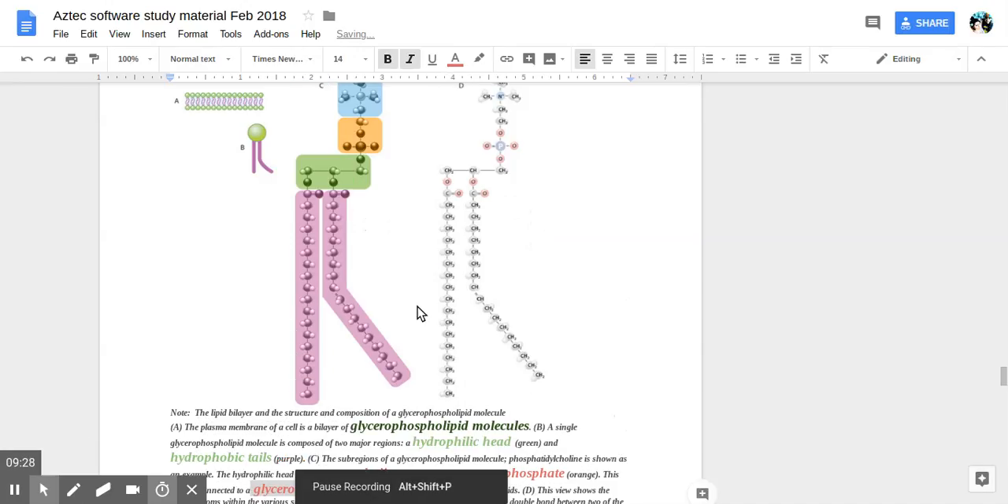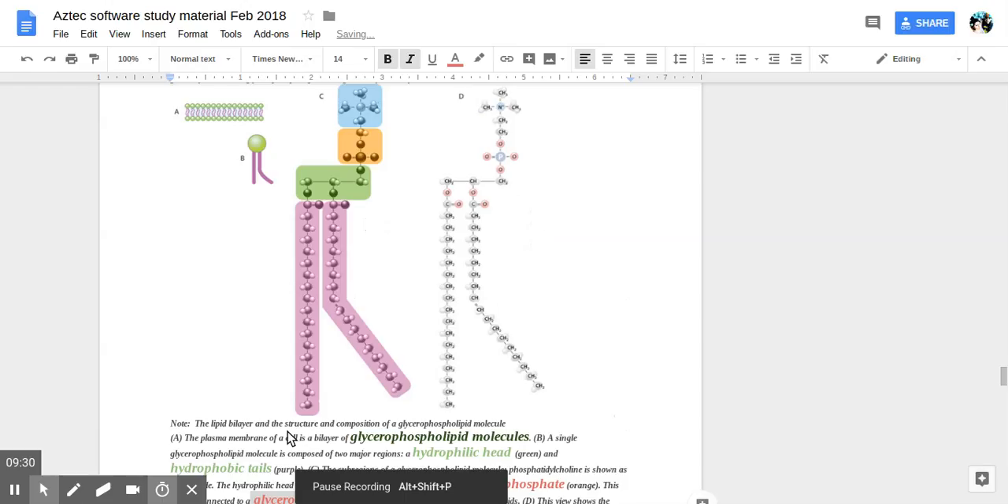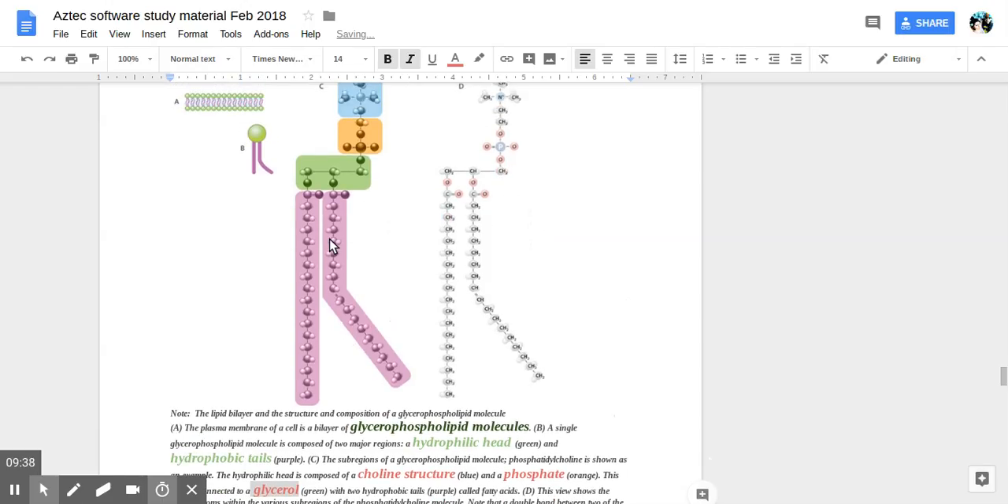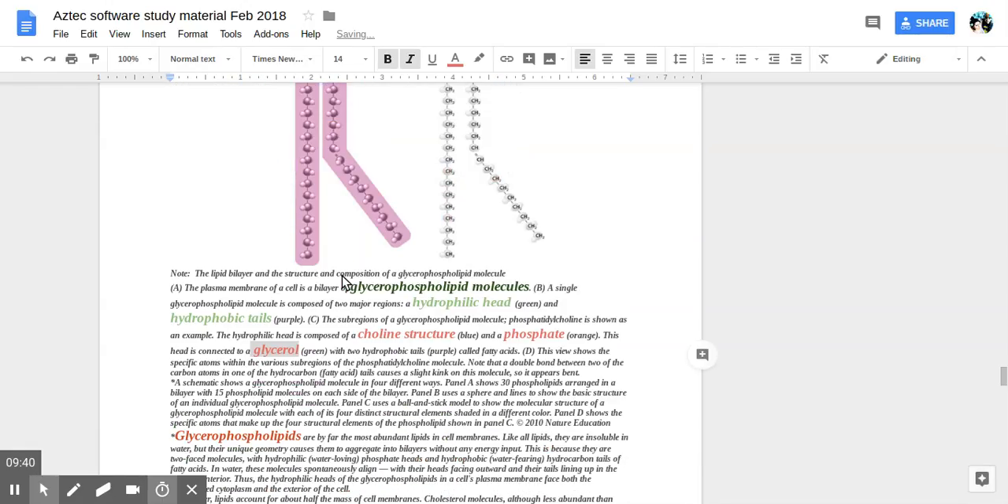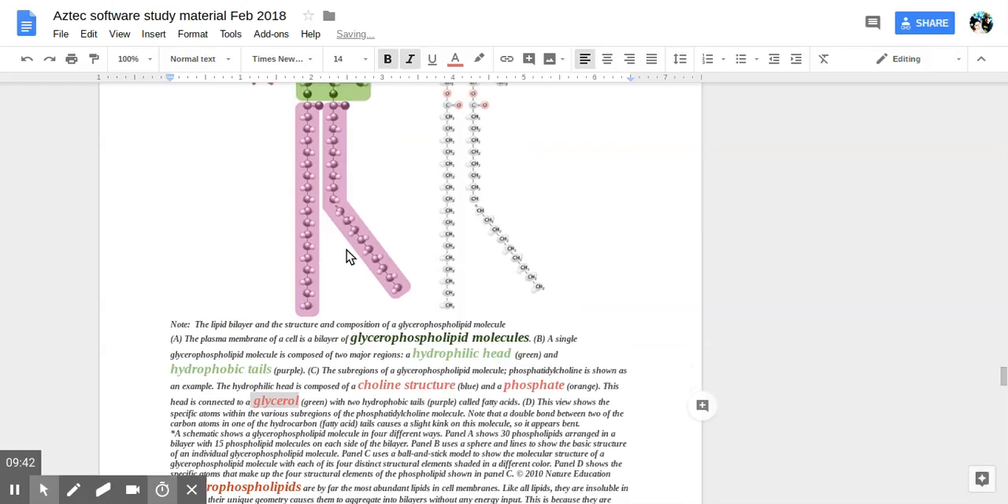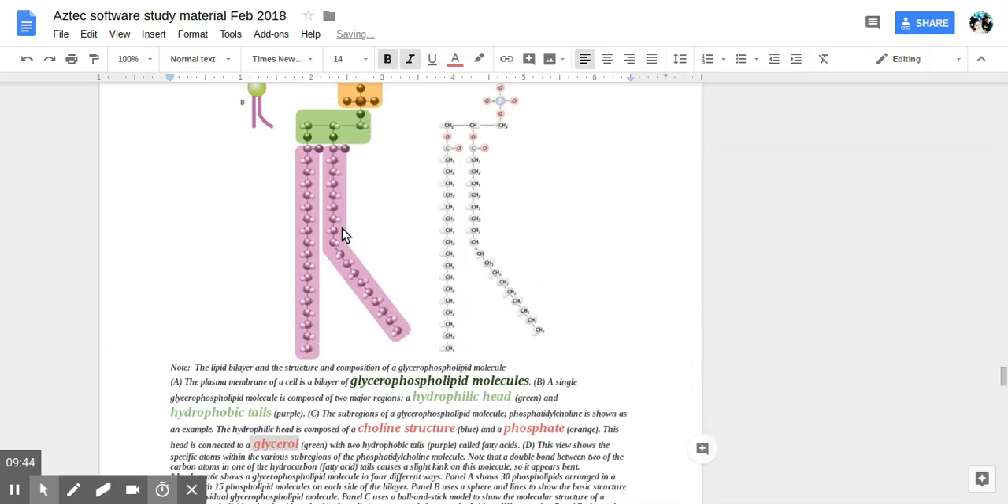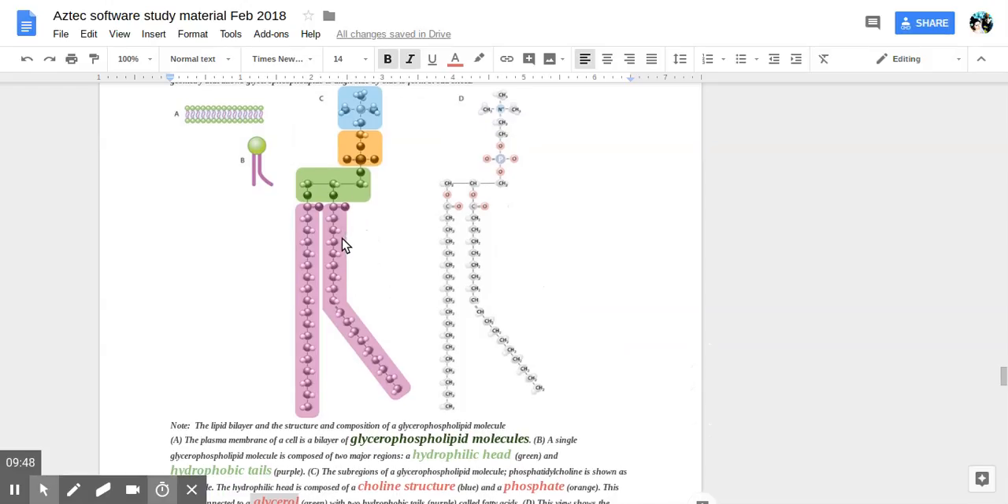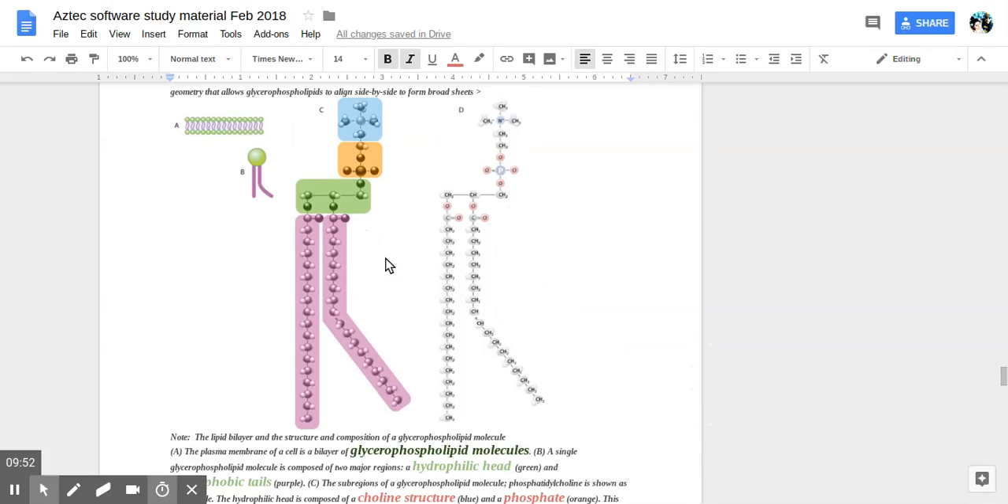Okay, so that's our diagram of the glycerophospholipid molecule, with the choline, the phosphate, and glycerol in green, and the fatty acid chain in purple. We're going to continue in the next part, learning more about membranes and what they consist of in cells.